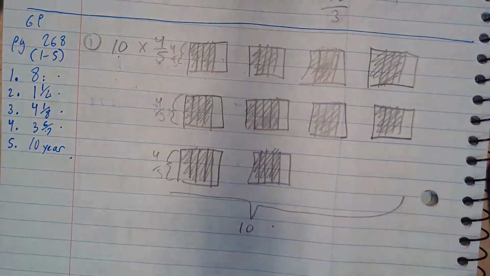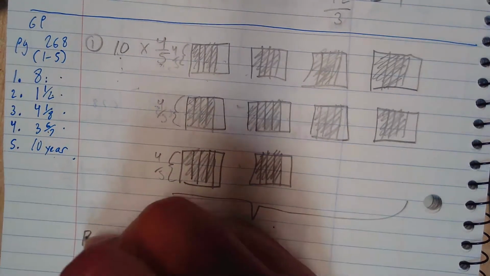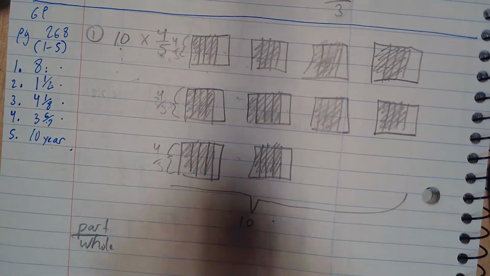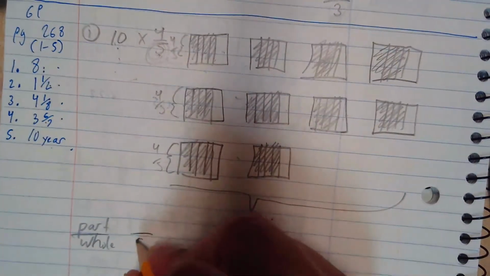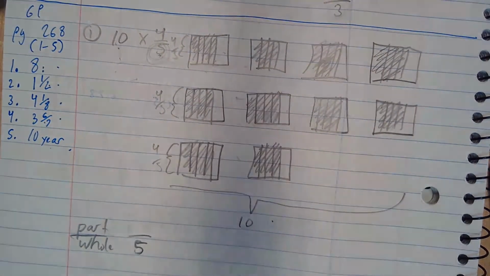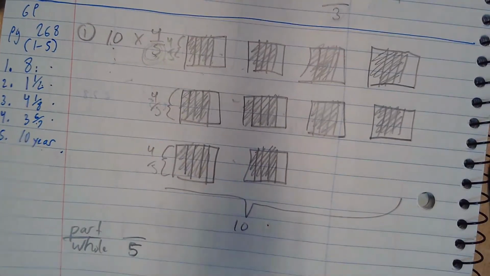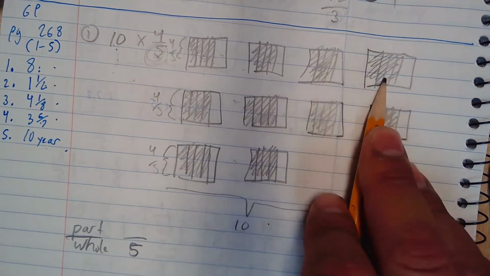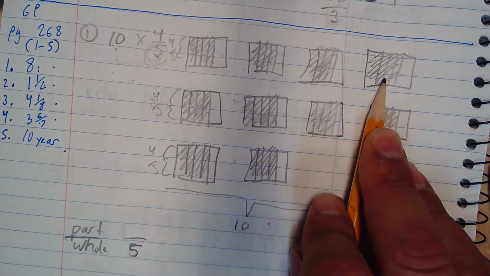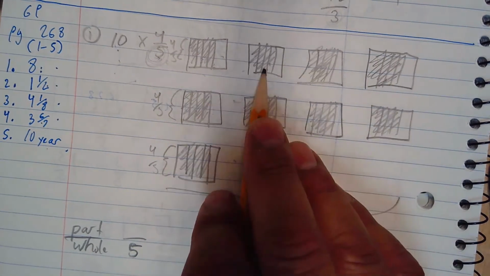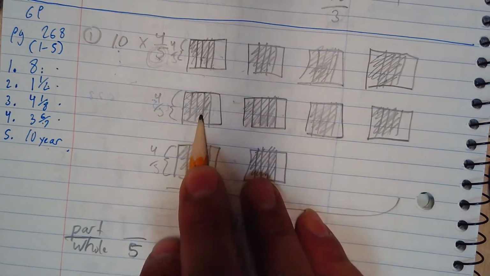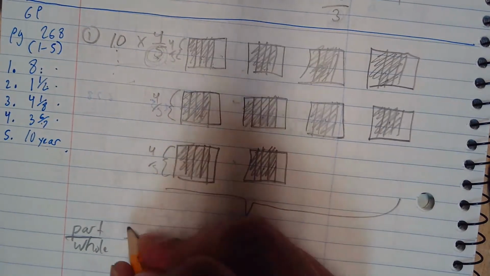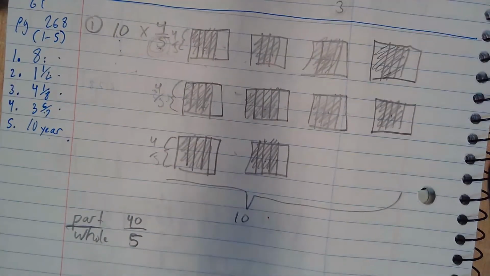Again, 4/5, 4/5, 4/5, 4/5. Part to whole. Again, look at the denominator. I'm making sets of 5. Now, how many parts do I actually have? 4, 8, 12, 16. If you can just see, I'm just skip counting. I'm adding 4. 4 plus 4 is 8, plus 4 is 12, 16, 20, 24, 28, 32, 36, 40. I have 40 parts, right?